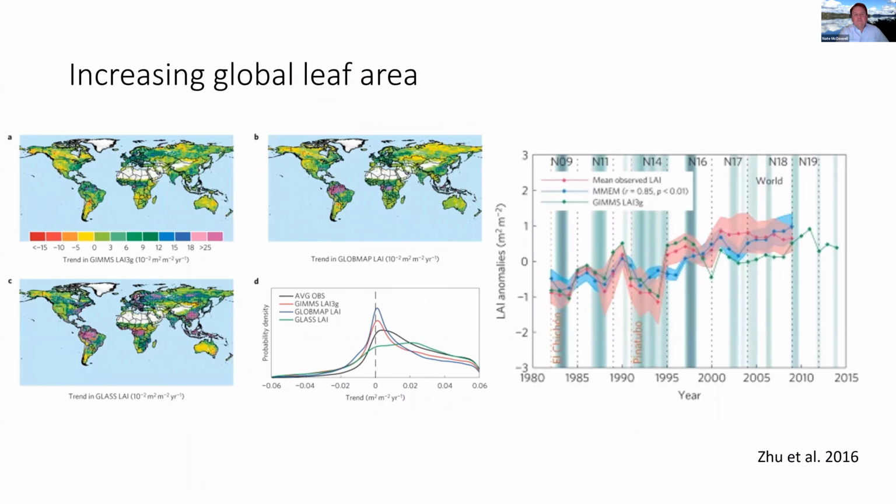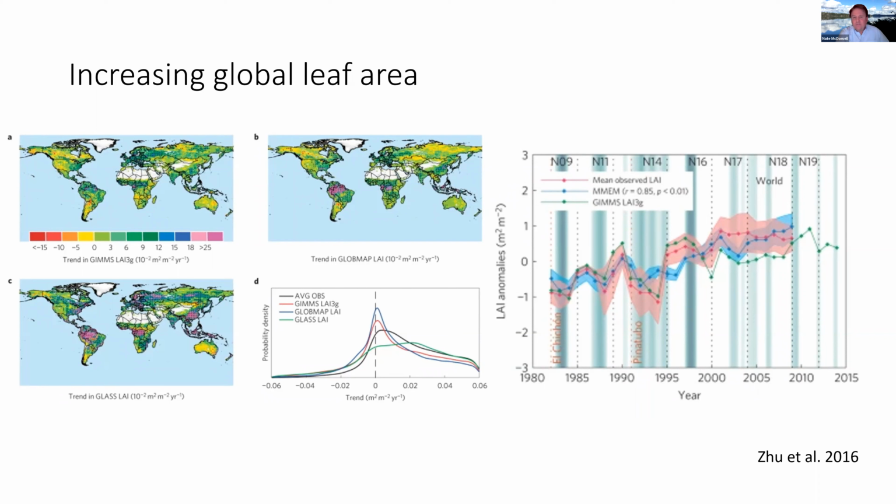But what about that leaf area? Here's a study where they demonstrate, at least with these data sets, that global leaf area has been increasing. You can see that with 3 different methods in the top 2 panels A, B, and C. Panel D shows the trend in leaf area, so leaf area index per year, basically, as a function of time, and you see a shift over time towards higher leaf area.